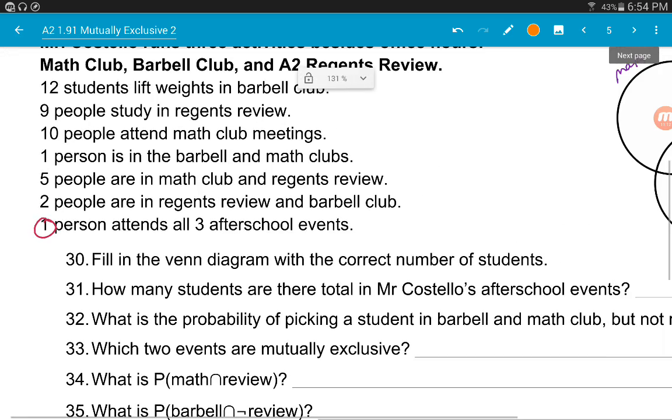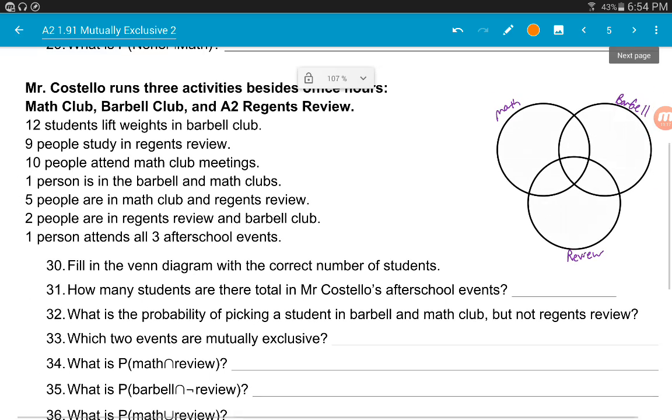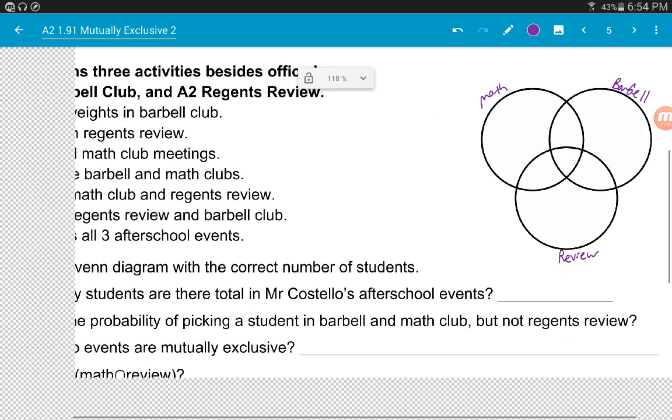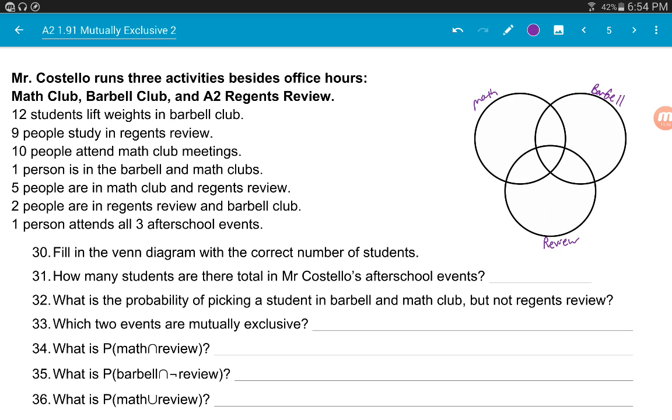And I'll just show you how you fill in the Venn diagram here, in case I showed you in class and it was too quick. Now there are 3 bubbles. Label them like this: math, barbell, and review. It's said that 12 students lift weights in barbell club, 9 people study in Regents Review, 10 people attend math club meetings, 1 person is in the barbell and math clubs, 5 people are in math club and Regents Review, 2 people are in Regents Review and barbell club, and 1 person attends all 3 after-school events.